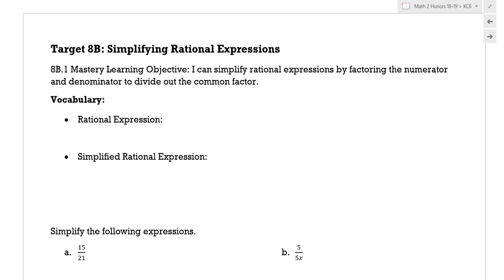And our mastery learning objective for 8B.1 is I can simplify rational expressions by factoring the numerator and denominator to divide out the common factor. So, first vocabulary, what is a rational expression?